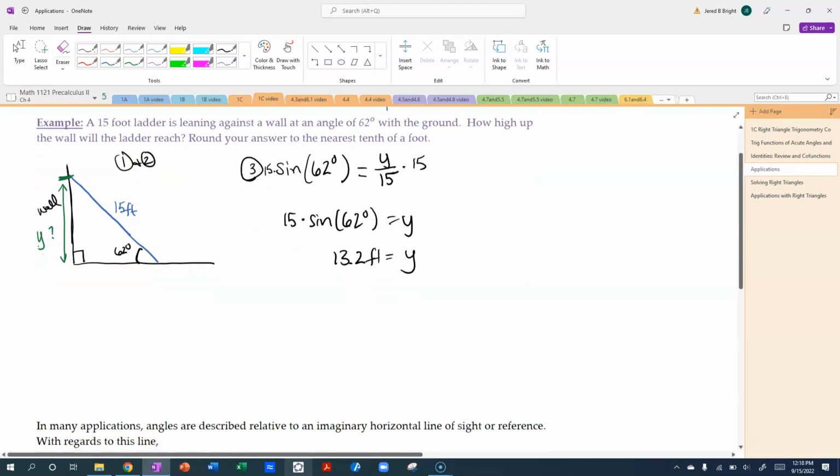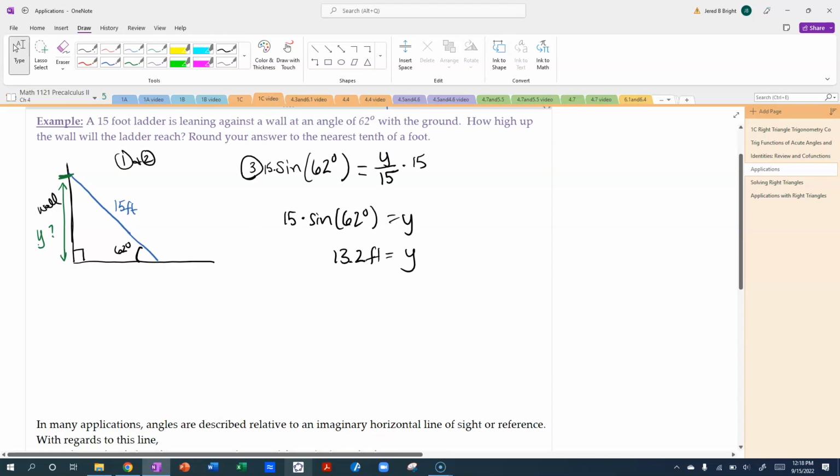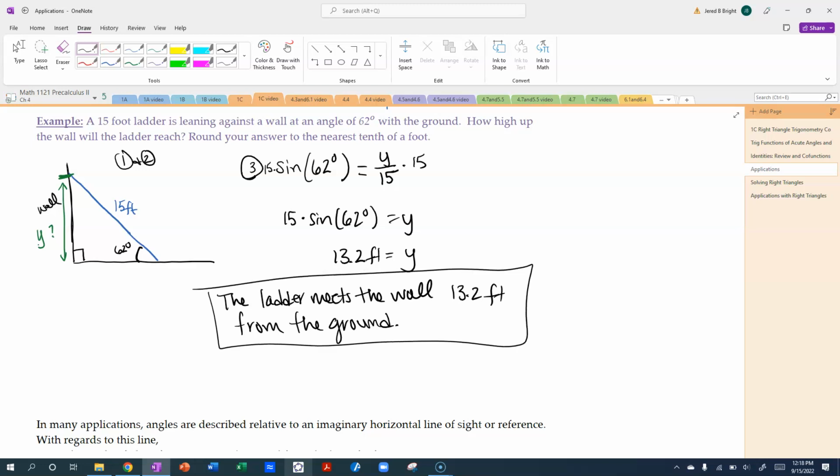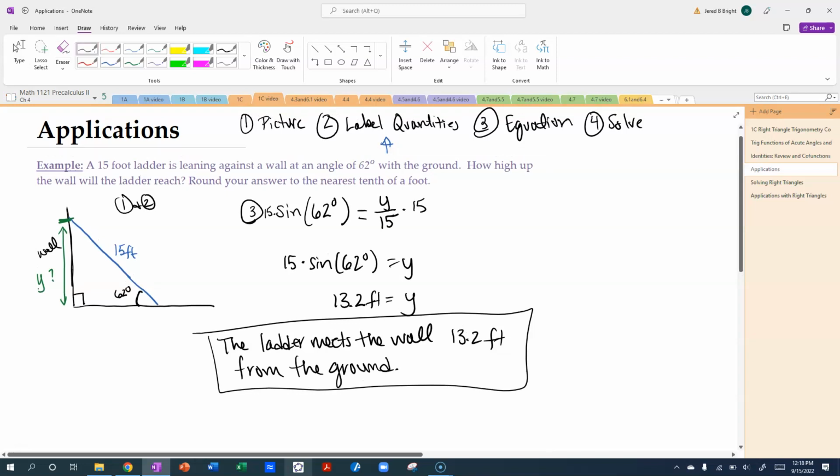And then lastly, to conclude, this is a context, right? You can imagine this in the real world. So we're going to write a sentence. The ladder meets the wall 13.2 feet from the ground. There's our answer.